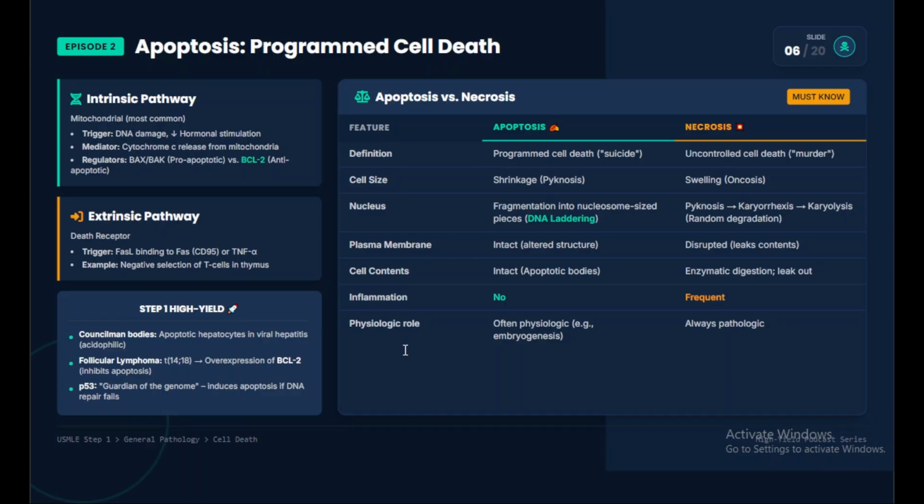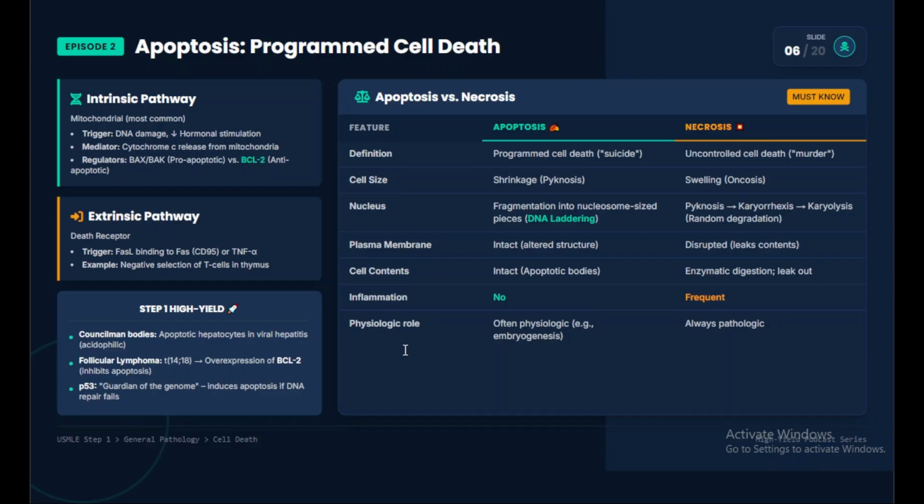Now, of course, we have seen how cells die messily through necrosis, spilling their guts and triggering inflammation, but the body also has a much cleaner and smarter way to die, a process called apoptosis. For necrosis, the body sees it as murder, but for apoptosis, it's a suicide. Apoptosis is programmed cell death, a planned cellular self-destruction that's actually beneficial to your body.